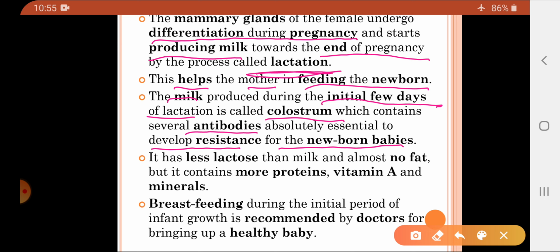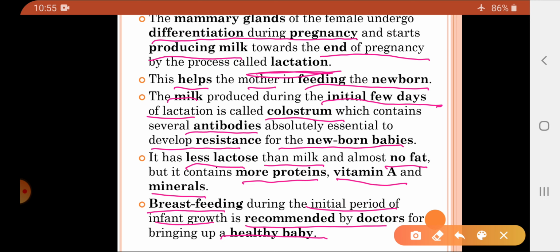Now, this colostrum has less lactose than the normal milk and it has no fat, but it contains more proteins, vitamin A and minerals. Breastfeeding is normally recommended by the doctors during the initial period of the infant growth to bring about a healthy baby.